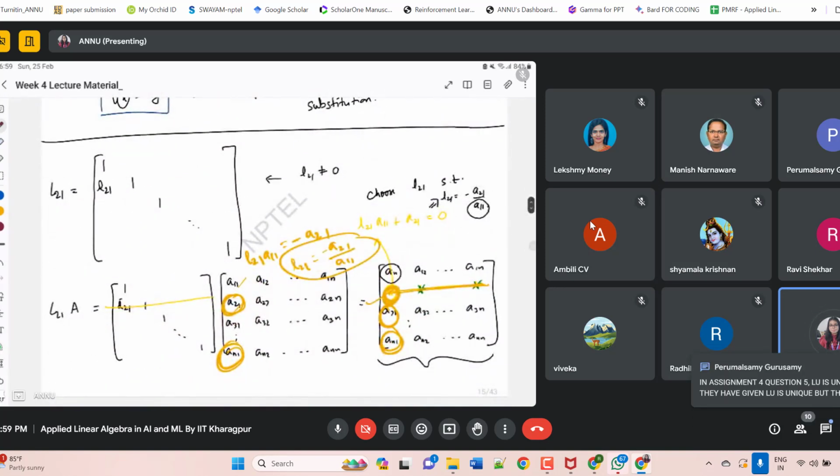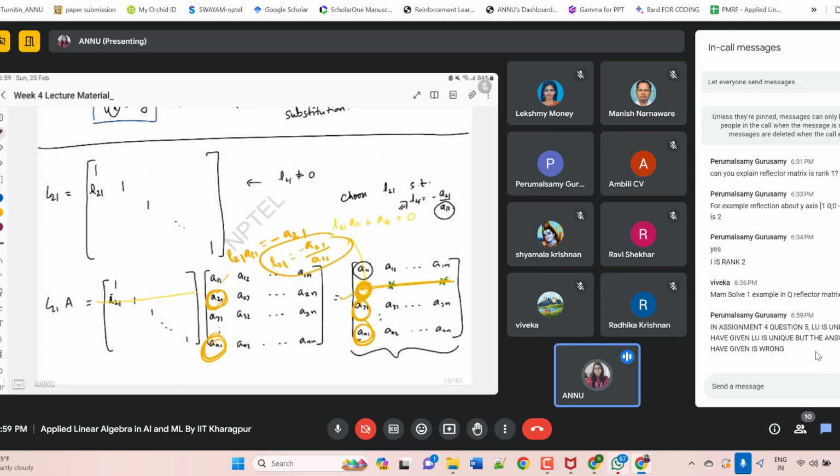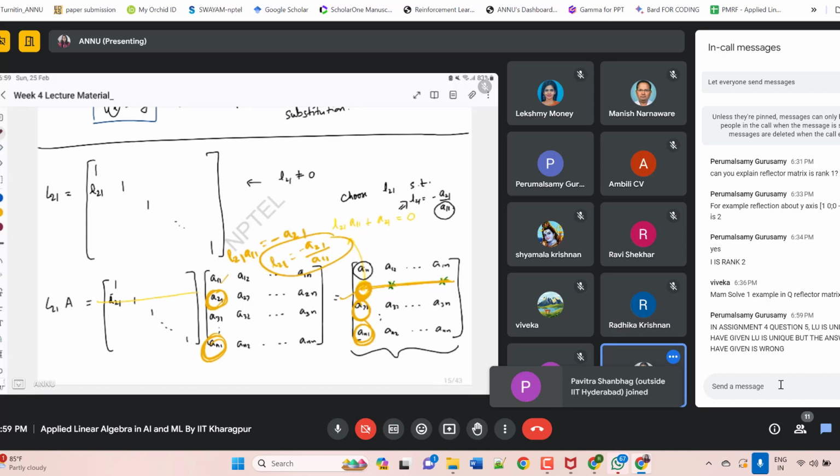If you have this L21 in assignment question 5, LU is unique. They have given LU is unique, but the answer key they have given is wrong. Yeah, Guruswami, in that case, you just raise a ticket or raise a voice against it. You just mail it to the NPTEL team. They will rectify it. Don't worry. Assignment 4 question 5. Okay, I will make a note of it. I can also pitch. Assignment 4 question 5. So according to you, LU is unique or not? Tell me.